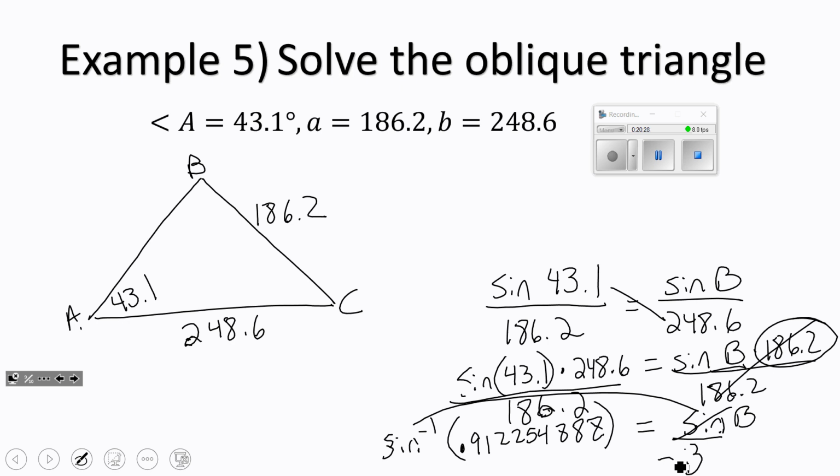65. Now here's where you can round, because you're at the end of your problem. Does that make sense? Here's where you can round. You can make this 65.8. So that's 65.8. Any questions so far? This is capital B, your angle. Okay, if it's a lowercase b, it is the side. So because this is a capital B, that means I'm solving for the angle.